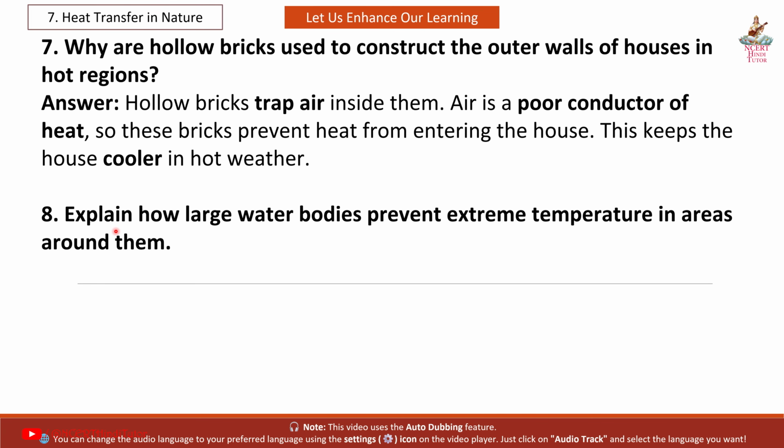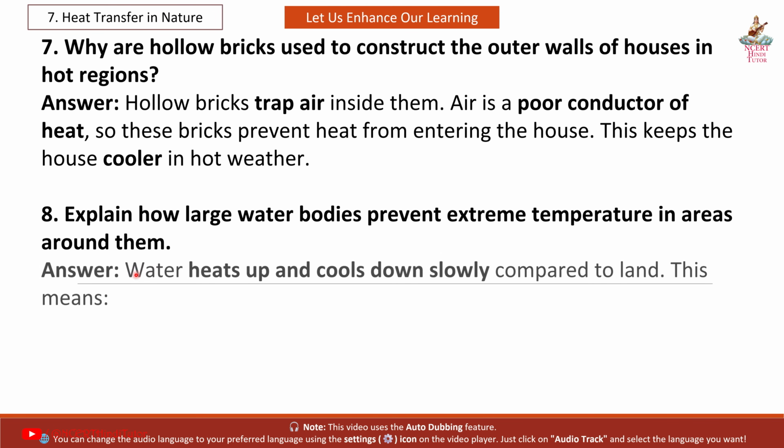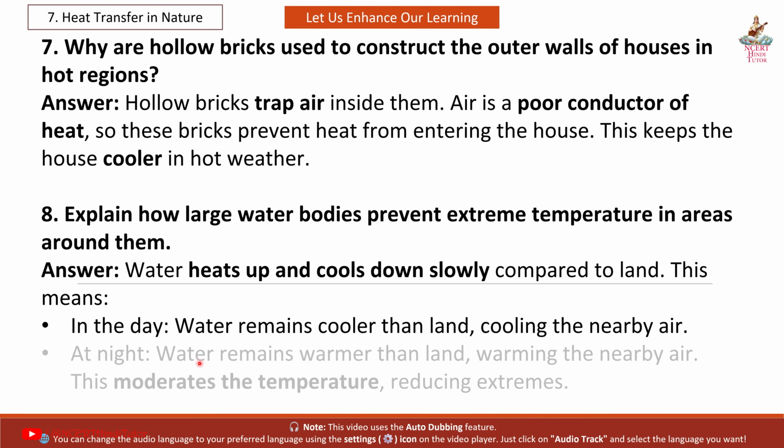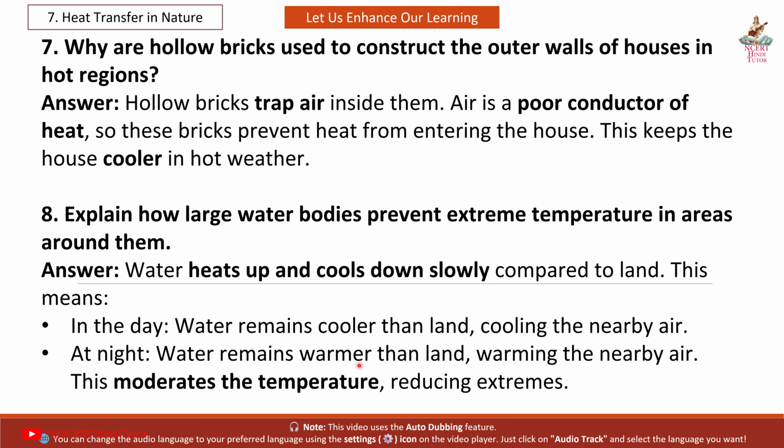Question 8. Explain how large water bodies prevent extreme temperature in areas around them. Answer. Water heats up and cools down slowly compared to land. This means in the day, water remains cooler than land, cooling the nearby air. At night, water remains warmer than land, warming the nearby air. This moderates the temperature, reducing extremes.